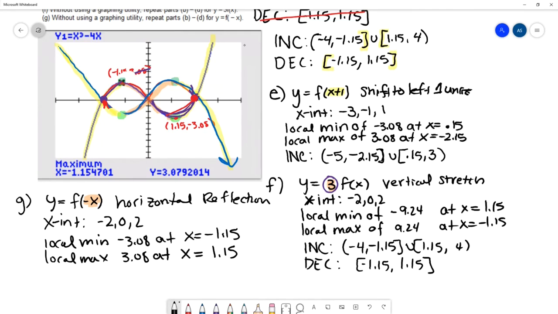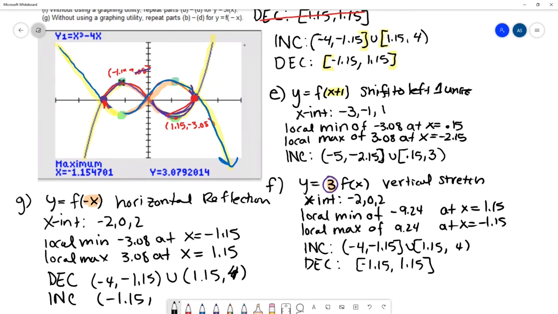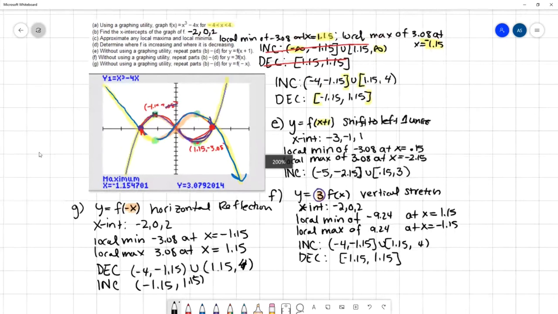So we have decreasing from -4 up until where our local minimum is, and then more decreasing starting at the local maximum until 4. And we're going to have increasing in the middle from -1.15 to 1.15. So there was a lot of work to do in that problem. Let me zoom out so we can see it all.